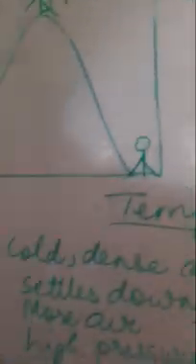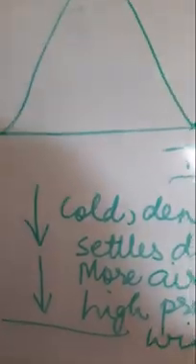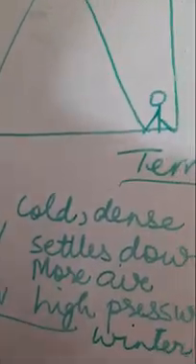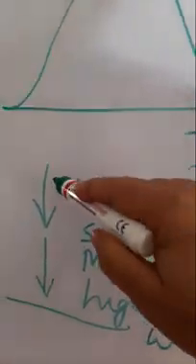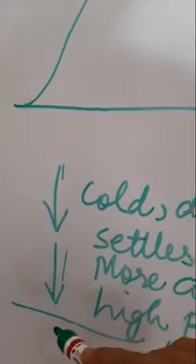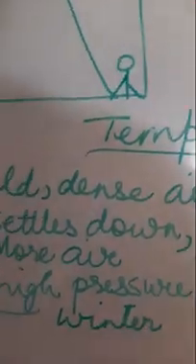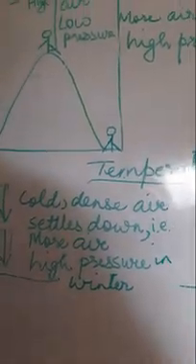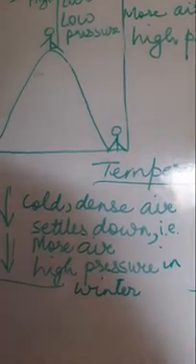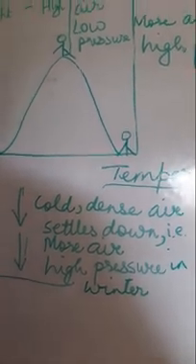Let me see how temperature influences. Now, in case of temperature, children, what happens in winter season? The air is very cold. The cold, dense air will settle down. So, there will be more air. See, cold, dense air settles down. That is, there will be more air in any particular place. So, in the winter, the pressure will be high.